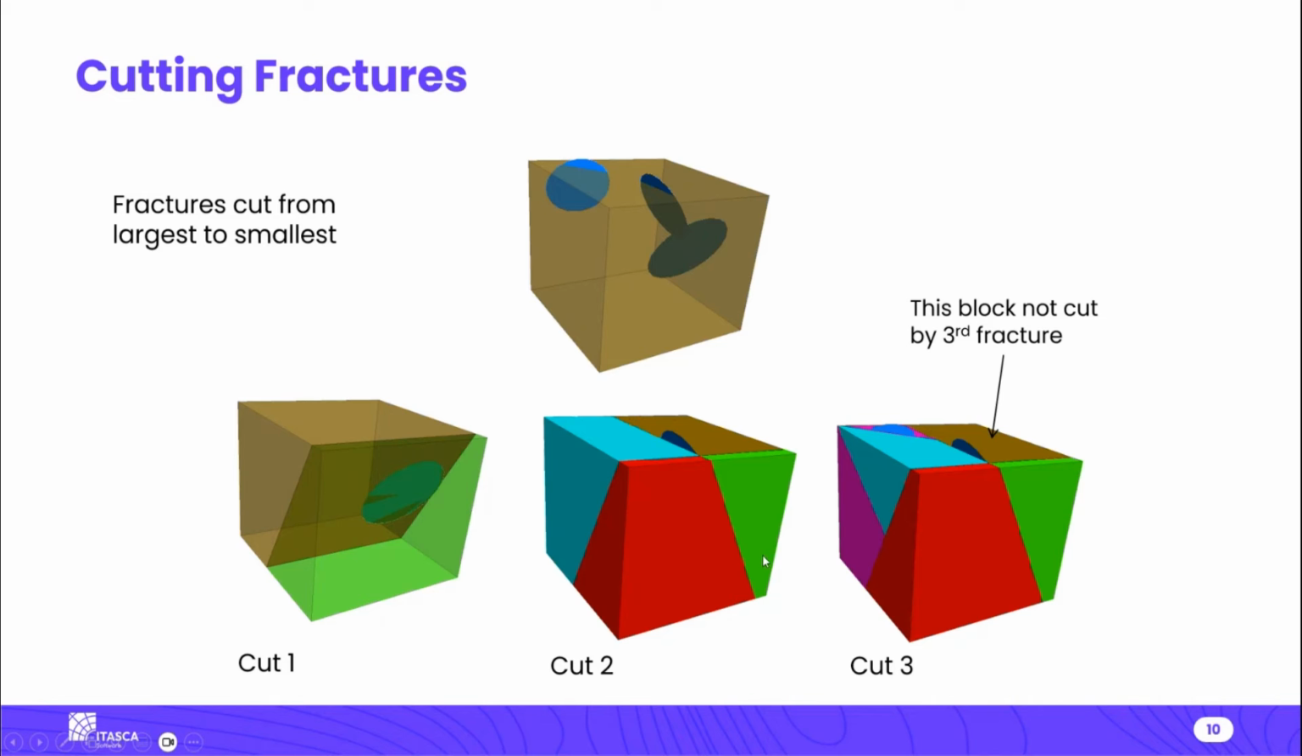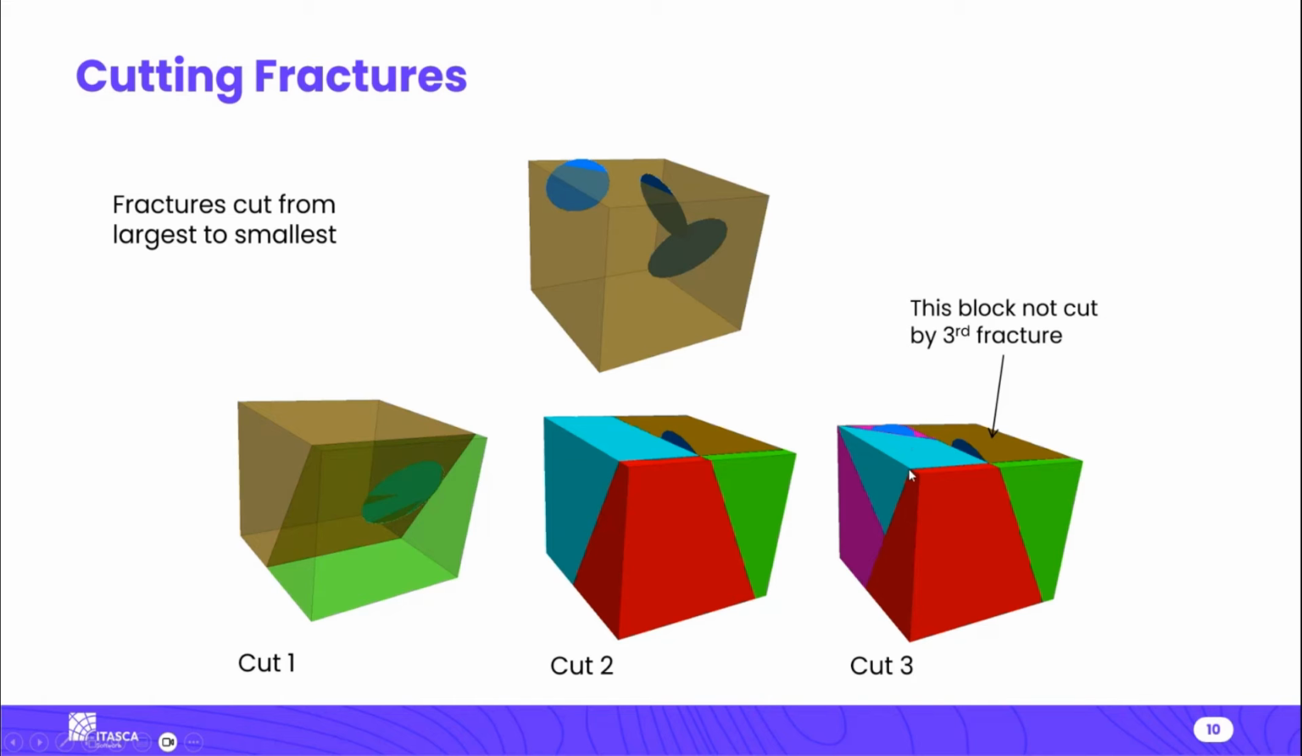Now we make that cut, and again, we have to cut all the way through the block. Now we get to the third fracture. This is the smallest. It has to cut through all of the blocks that it's in contact with, but it doesn't have to cut through all of the blocks in the whole model. So in this case, we only need to cut this light blue block. It doesn't actually extend into the brown one, it doesn't extend into the red one, and it doesn't extend in the green one. So here we only need to cut the light blue one.